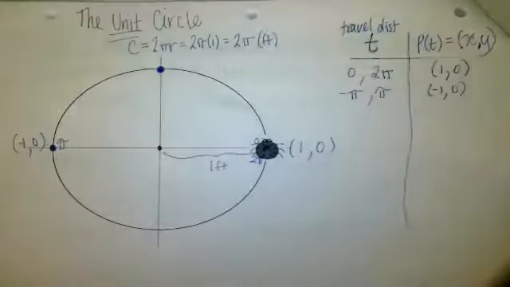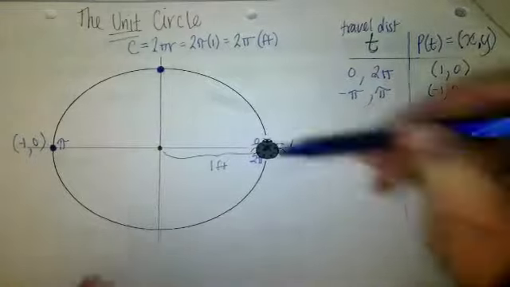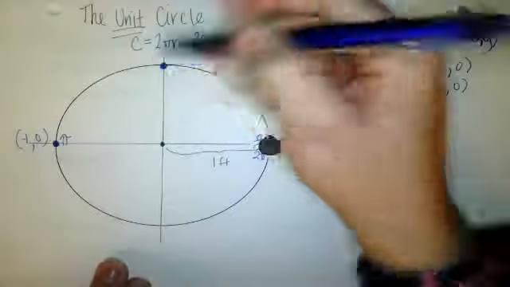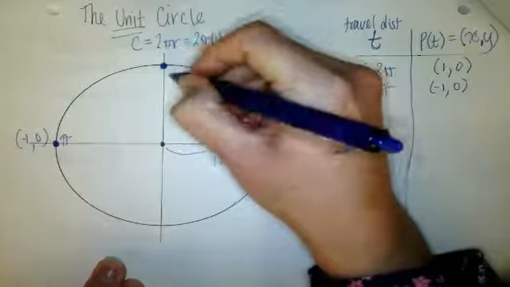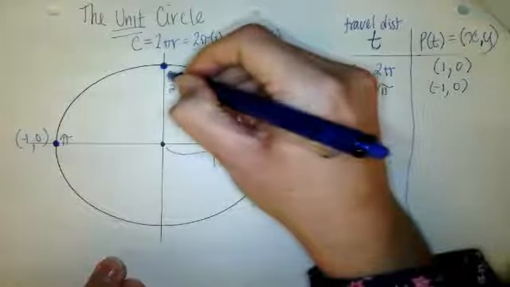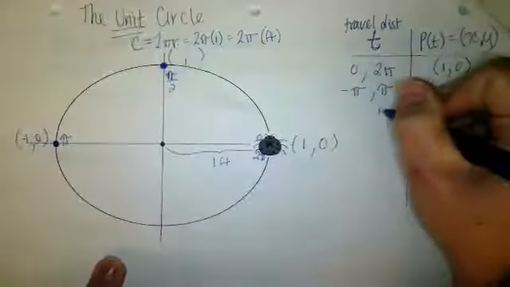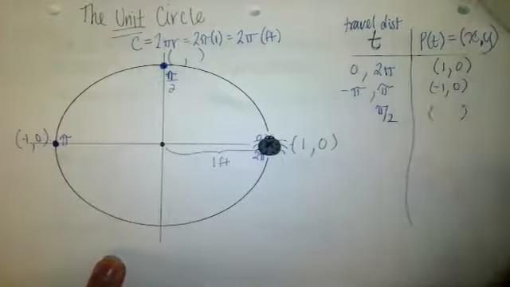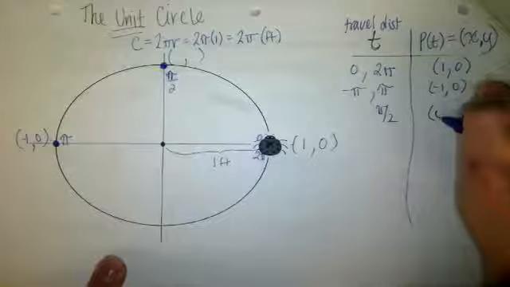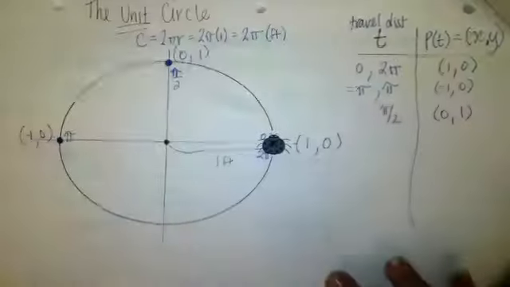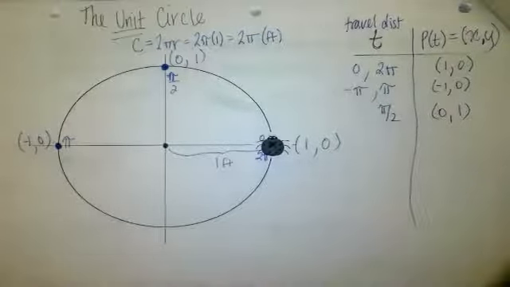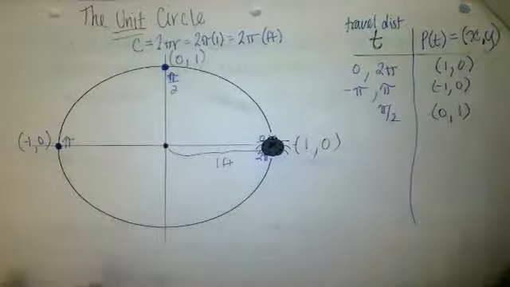Ladybug needs to land right here. How far does she travel to get to this point? Yeah, half of pi, or pi over 2. Very good. And what is this point here at pi over 2? 0, 1. Very good. 0, 1. Because right here is 0, 0. So that is up 1. Right? Okay, very good.